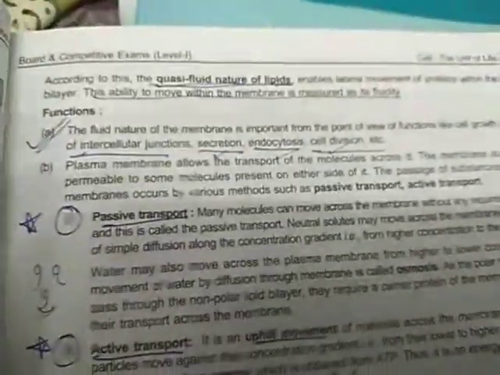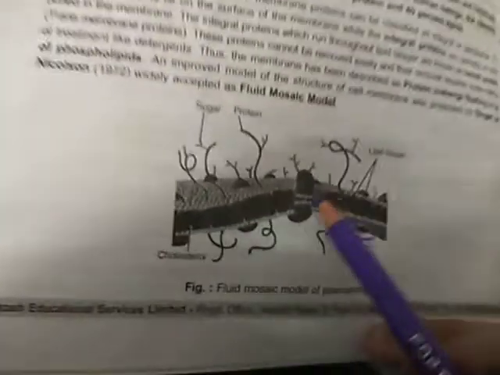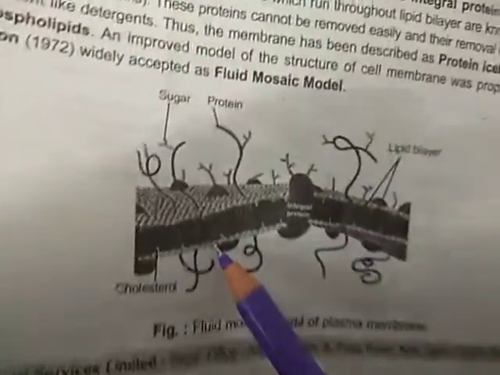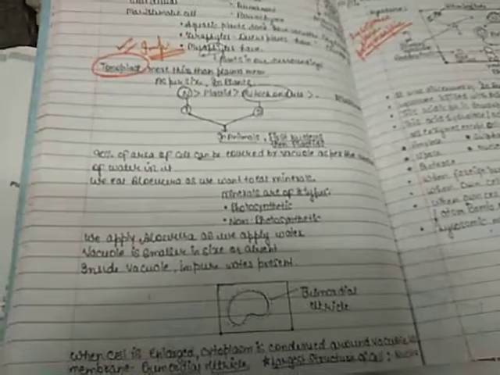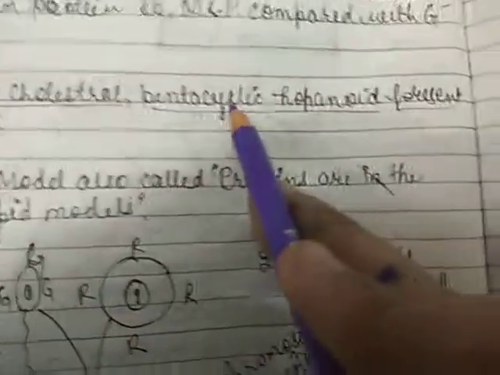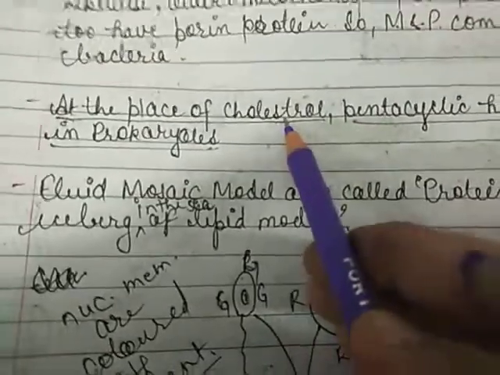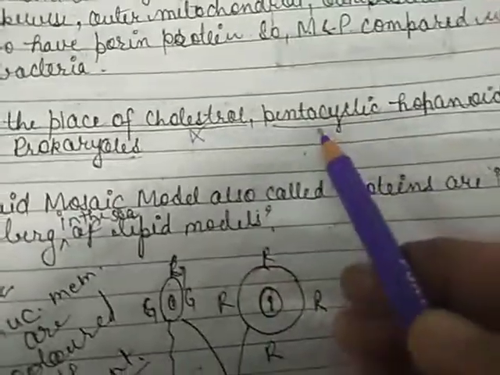The main point is, you would wonder whether cholesterol is a very important part of all cell membranes. No, it is not so. In prokaryotes, pentacyclic hopanoid is present instead of cholesterol.